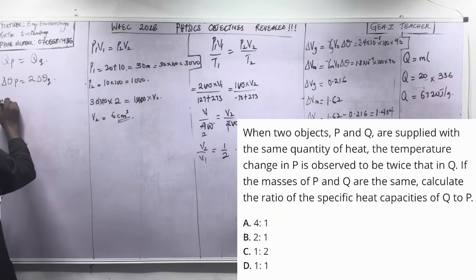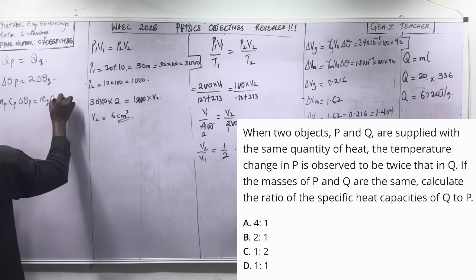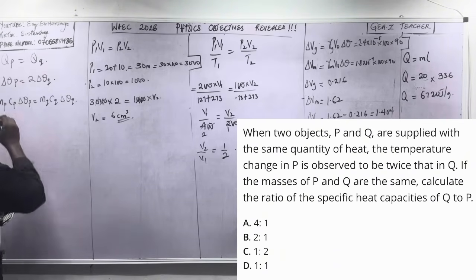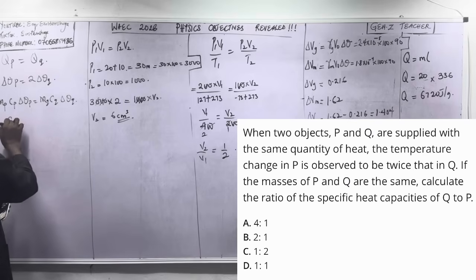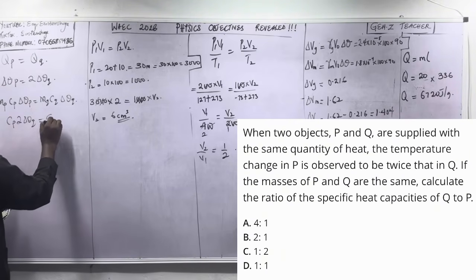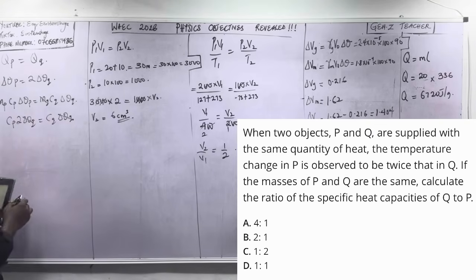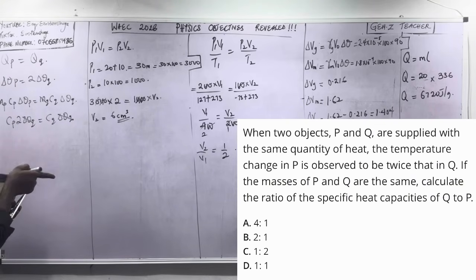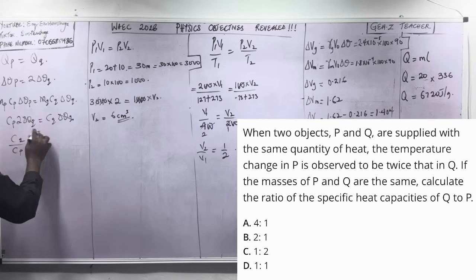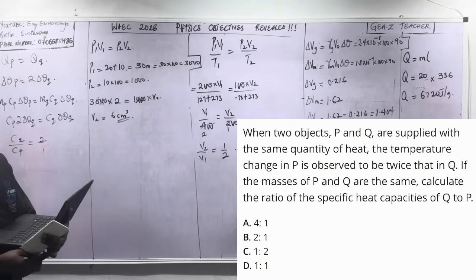Recall, we can say MP CP change in temperature of P equals MQ CQ change in temperature of Q. Now we're told that the masses were the same, so MP takes out MQ. So CP times twice the change in Q equals CQ times the change in Q. Change in Q takes out change in Q. We have to find CQ over CP. So CQ over CP becomes 2 over 1. The answer should be option B, 2:1.